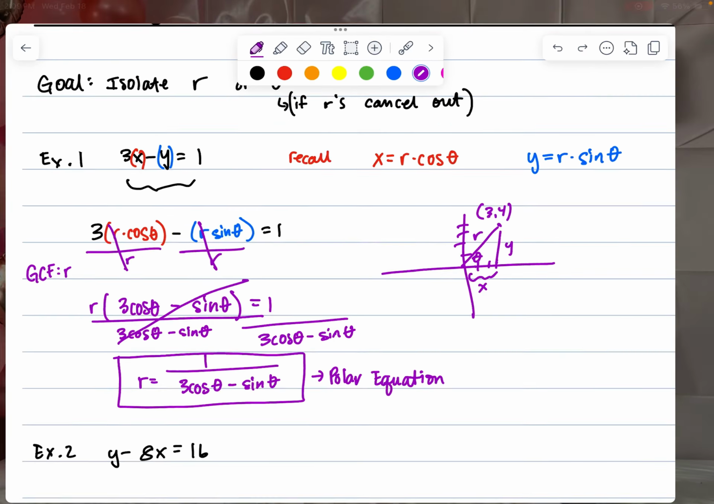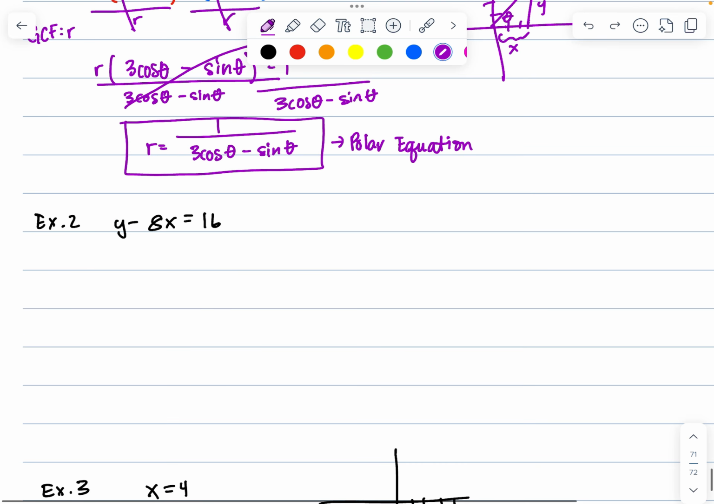Okay, so we do the same thing for this equation. If you're feeling brave, you could try this out. Anywhere you see an x, you substitute r cosine theta. Anytime you see a y, you substitute r sine theta. So if you want to pause this and give it a shot, go for it. If not, just keep following along.